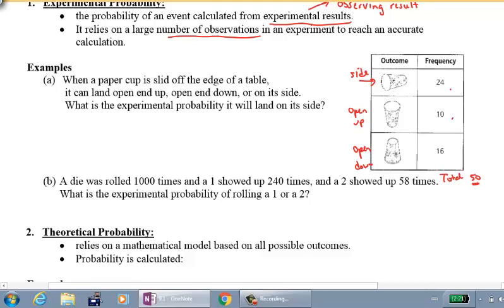Okay. So the question is, what is the experimental probability it will land on the side? So on the side, we have a frequency of 24. That means out of the 50 times, 24 of them happen to land on the side. And if you calculate that as a percentage, that's 48%. So 24 out of the 50 is 48%.